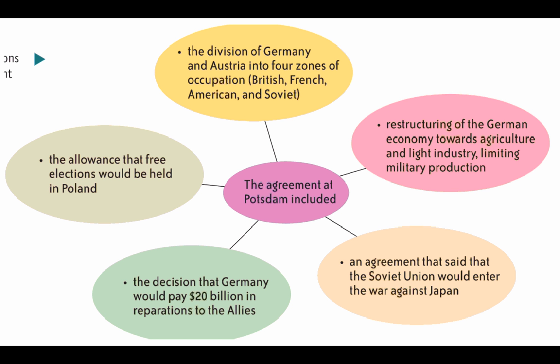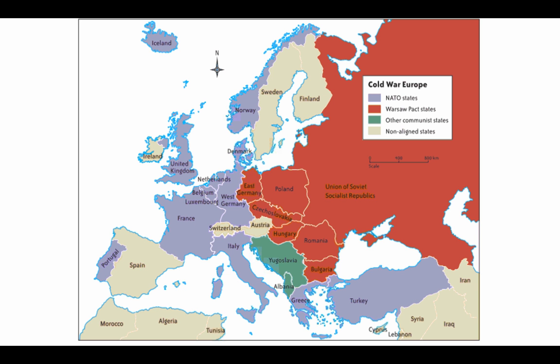Okay, so at the end of the Potsdam conference, we have an agreement here. So they continue with the idea of splitting Germany into 4 zones. They allowed for free and fair elections in countries such as Poland, but other countries too. And then they did agree to some war reparations, that Germany was going to pay $20 billion to the Allies. And they agreed that the Soviet Union would not enter into the war against Japan because that war was still going on, right? War had ended in Europe, but the Americans were still fighting against the Japanese. And then they decided that they would restructure the German economy, focus more on agriculture, light industry, and really limit their military.